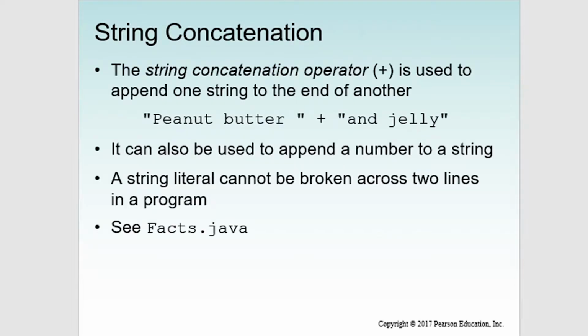String concatenation. String concatenation can be done by using the plus operator. It is used to append one string to the end of the other. It can also be used to append a number to a string. A string literal cannot be broken across multiple lines in a program. So if you need to break it across multiple lines, you need to use string concatenation.